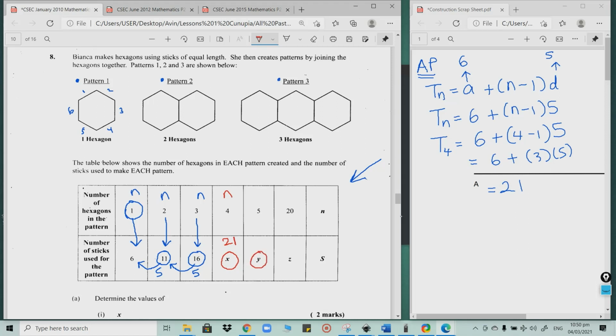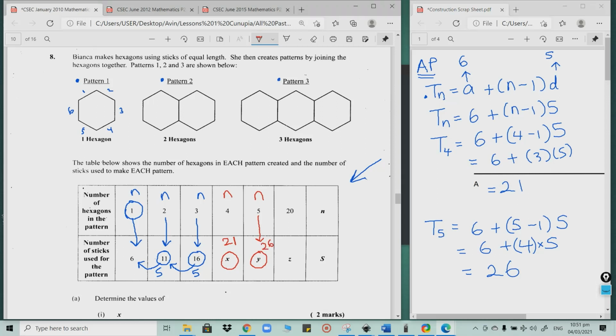Now, we want it when n is 5 instead of 4. So if it had a fifth hexagon added in, how many sticks would it take? We're trying to find the fifth term here. We're just going to use the formula up here. a is 6 plus n is 5, so it's 5 minus 1, and the common difference is 5. 5 minus 1 is 4, and we have a 5 waiting on the outside here. So 4 by 5 is 20, plus 6 is 26. So when there are 5 hexagons, you can expect 26 sticks.